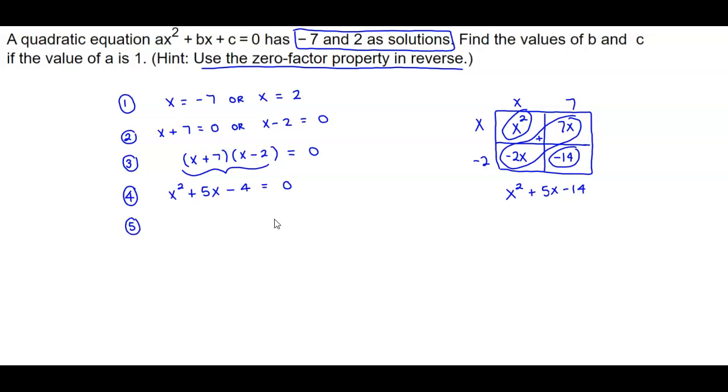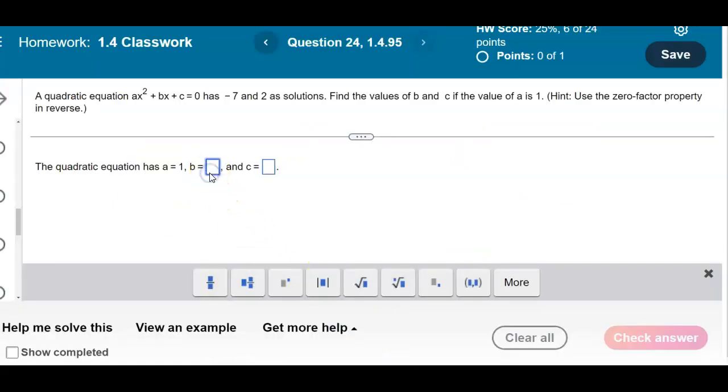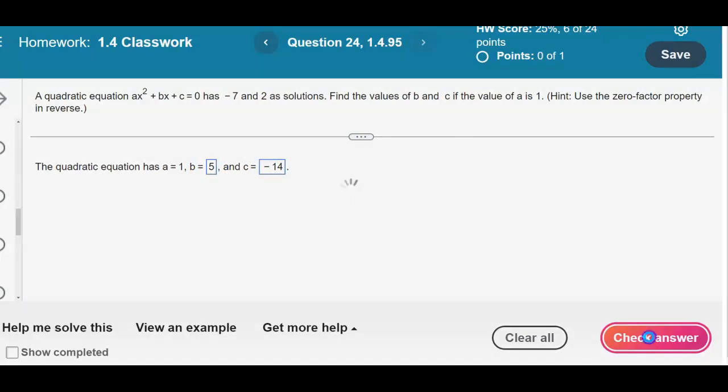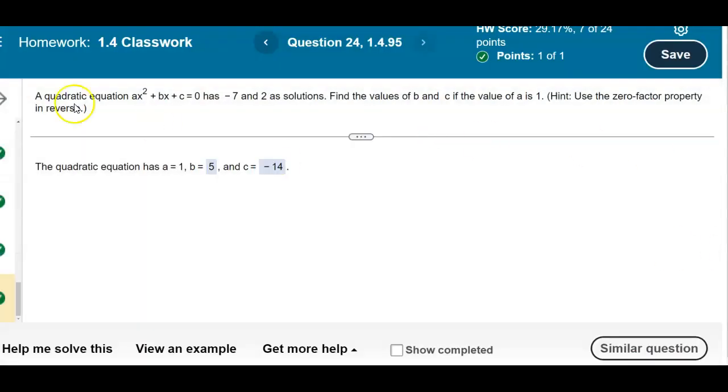Now notice that they already told us that the value of a is 1. So we know that a is equal to 1. We determined that b is equal to 5. And that should be minus 14 here, so therefore c is equal to -14. Now we can go ahead and fill in the answers. So b is equal to 5, and c is equal to -14. Let's check our answer, and there is our result.